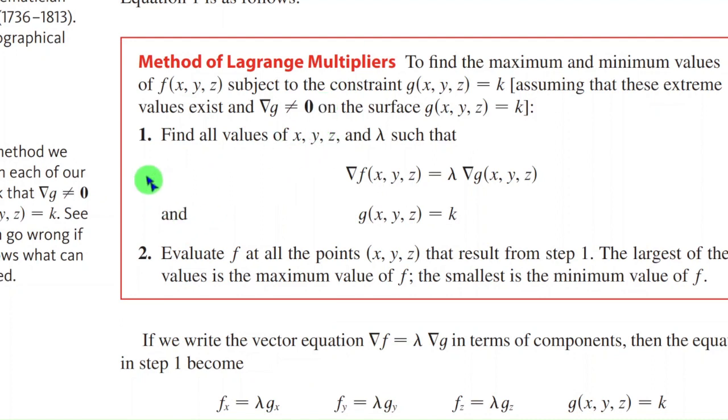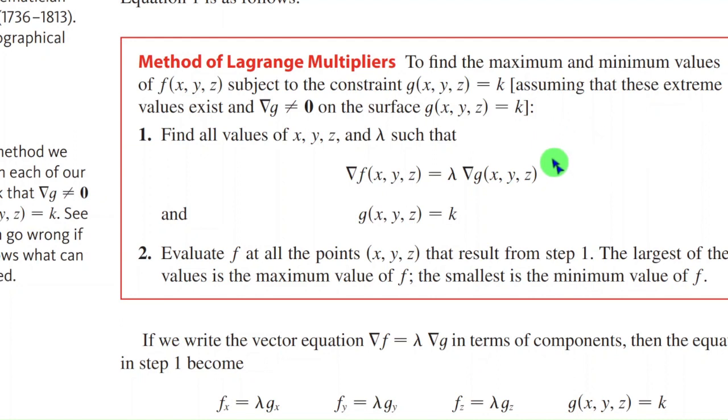We have two steps. Step 1: find all values of x, y, z and lambda such that del f of x, y, z equals lambda times del g of x, y, z. So what does del f mean? This implies f_x equals lambda times g_x. That is the meaning of this step.